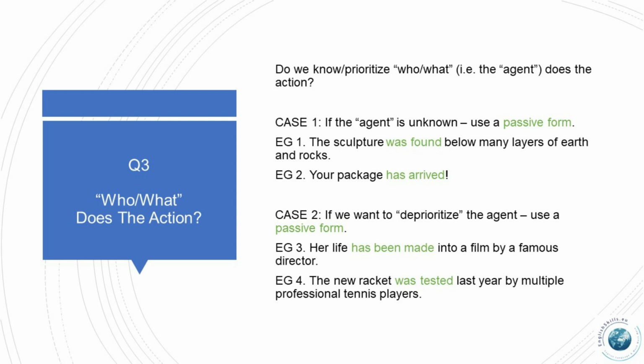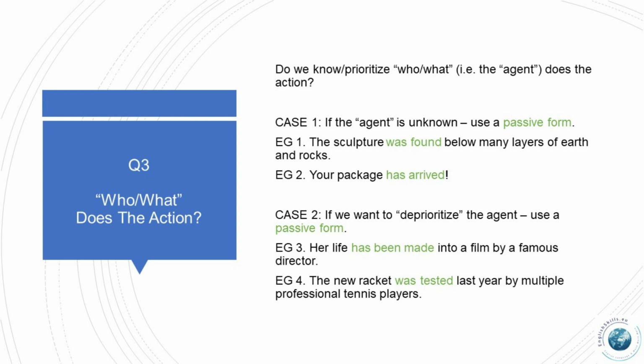Example 1. The sculpture was found below many layers of earth and rock. So we don't know who found it, or we're not stating it. But anyway, in this particular sentence, we are not going to be told who found the sculpture below many layers of earth and rock. So we use the passive form was found. Example 2, the package has arrived. Finally, okay, you've been waiting all day. The package has arrived. Your package has arrived. Honestly, we don't particularly care about who delivers it, but we would like to know when it's arriving. Thank you very much.